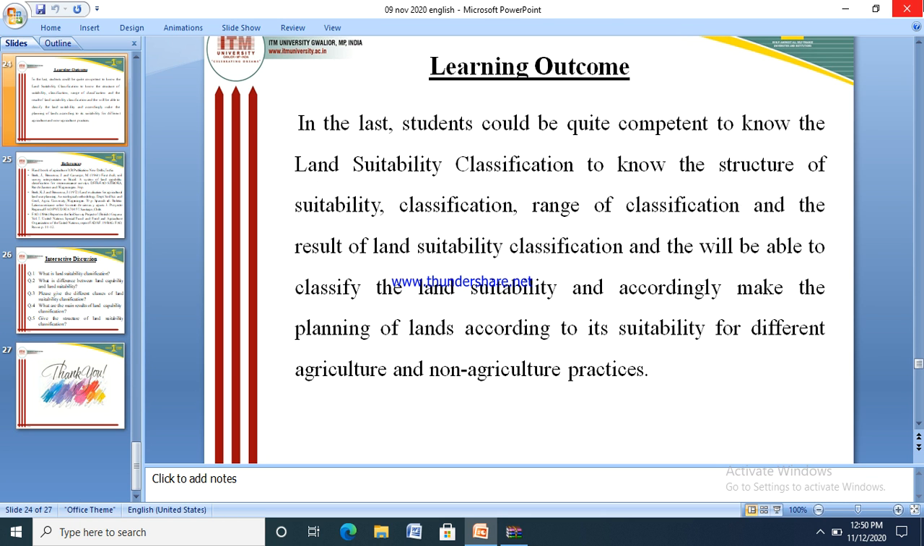Now, as a learning outcome, the students should be competent to know the land suitability classification, to know the structure of the suitability classification, the range of the classification and the rules of land suitability classification, and will be able to classify land suitability and accordingly make the planning of land according to the suitability for different agriculture and non-agriculture practices.